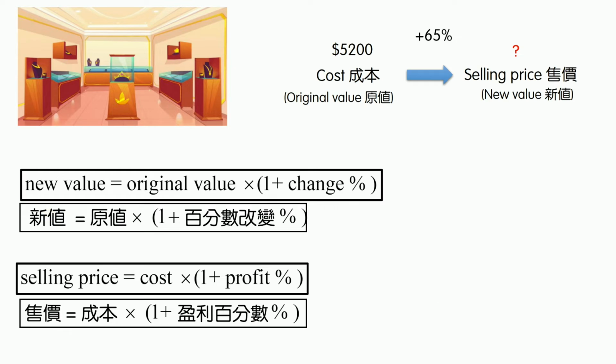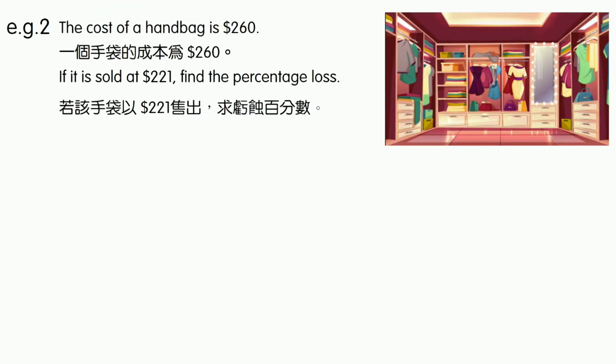Using this equation, we plug in the numbers, then we can find out the selling price. The cost is originally $5,200. We times 1 plus the percentage profit of 65%, we end up with $8,580. Here's another example. The cost of a handbag is $260. If it is sold at $221, find the percentage loss.